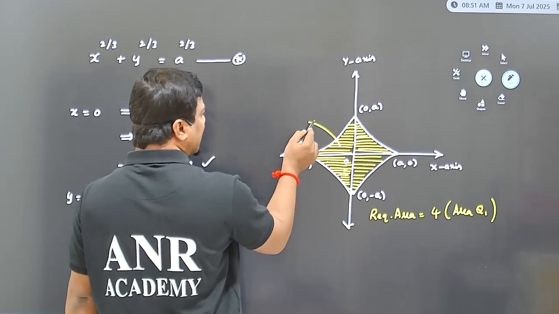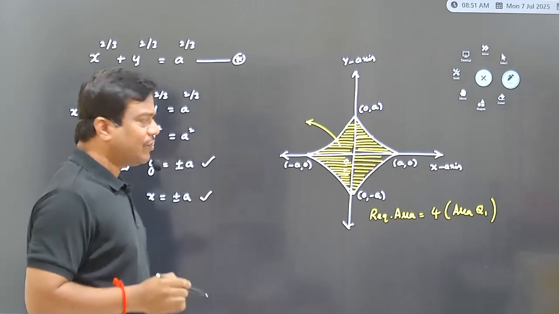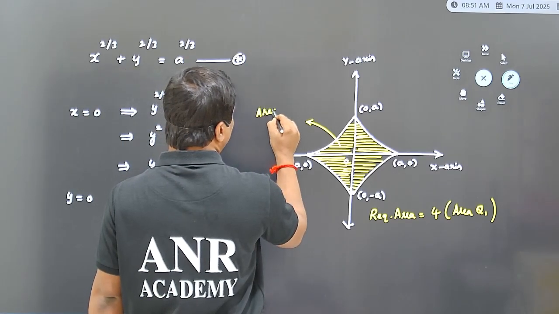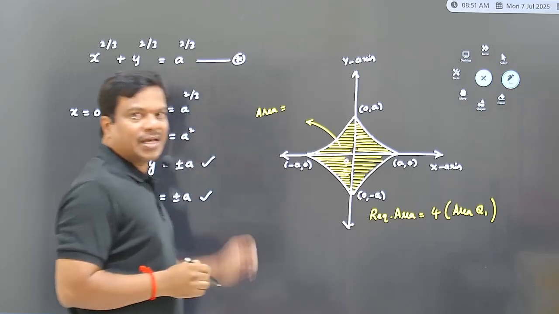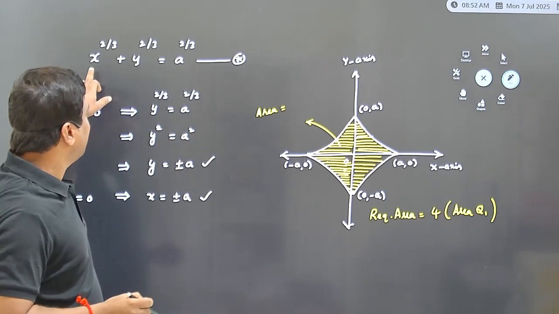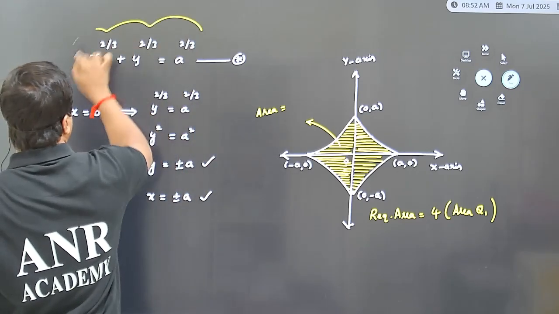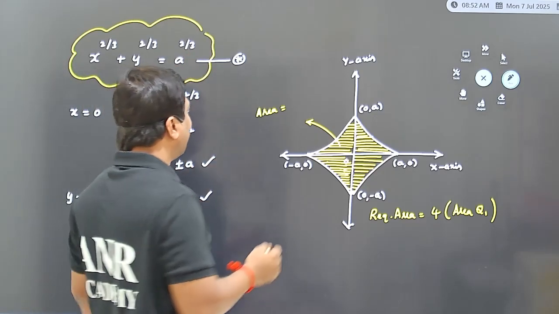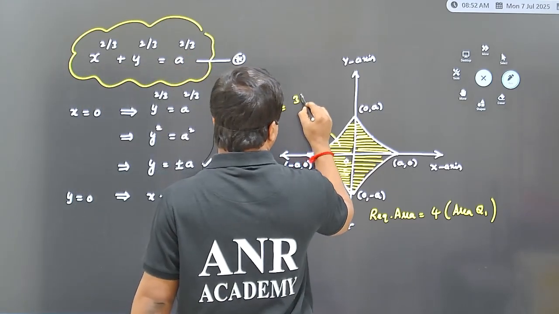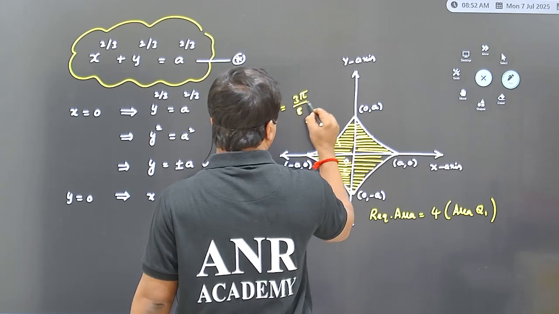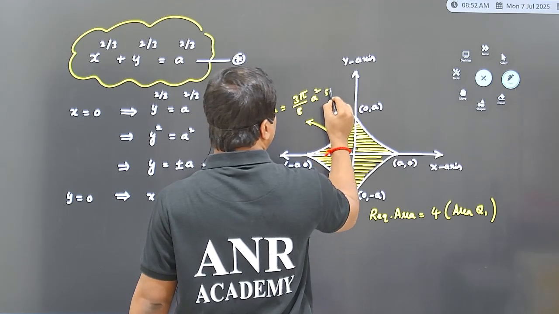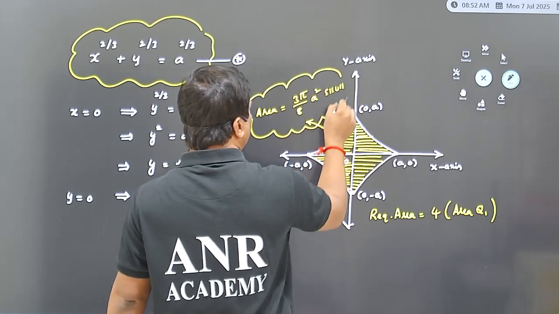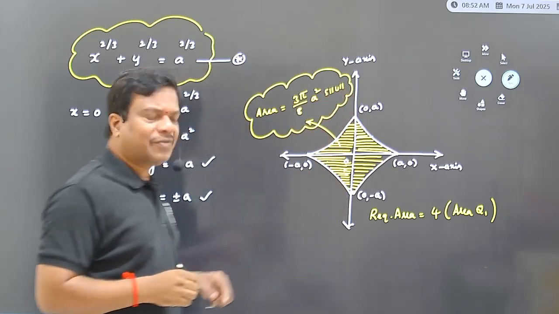It's really a very lengthy proof. So in the entrance examinations, if you have a question based on an asteroid type, that is the functional equation of this type, x power 2 by 3 plus y power 2 by 3 equal to a power 2 by 3, then directly you have to write the area 3 pi by 8 into a square units. So this is the answer. This is the short method to find the area of an asteroid.